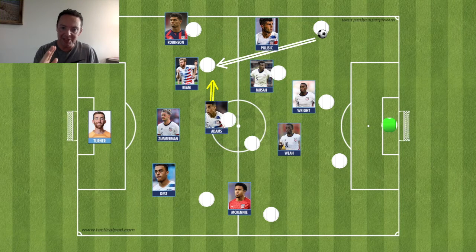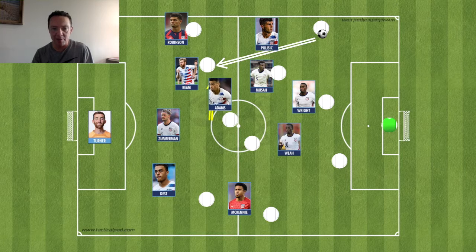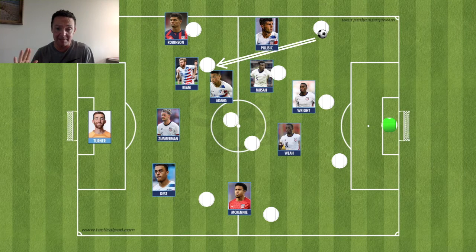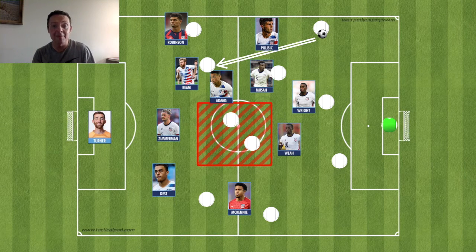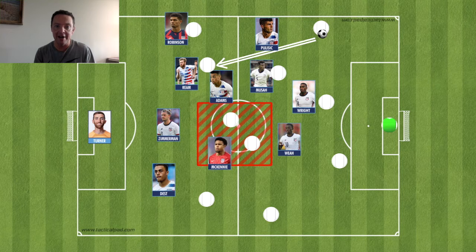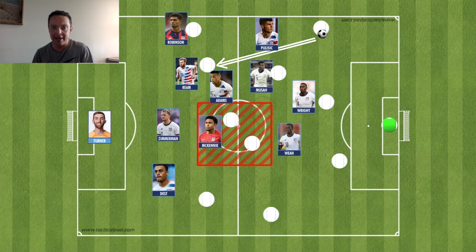But then Adams is leaving his space, and what they did really well was they pushed Weston McKennie in even further. So he occupied a central area. Now, having a wide midfielder occupy a central area obviously can isolate a fullback, but I'm sure everyone who watched the game will agree that Dest and Robinson were absolutely brilliant.